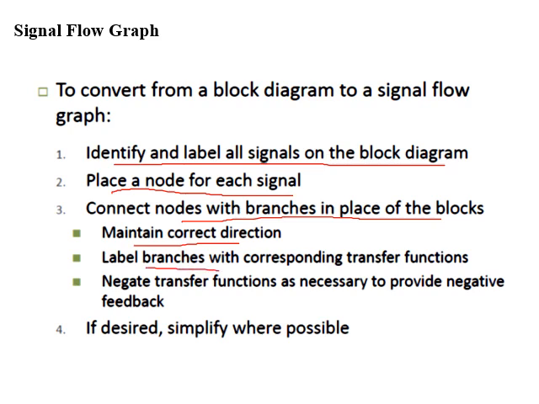Secondly, label all branches with the corresponding transfer function, and label negative transfer function as necessary to provide negative feedback. And if desired, you can remove redundant nodes, and this will further simplify the system. Or any further simplification possible, you must apply it.